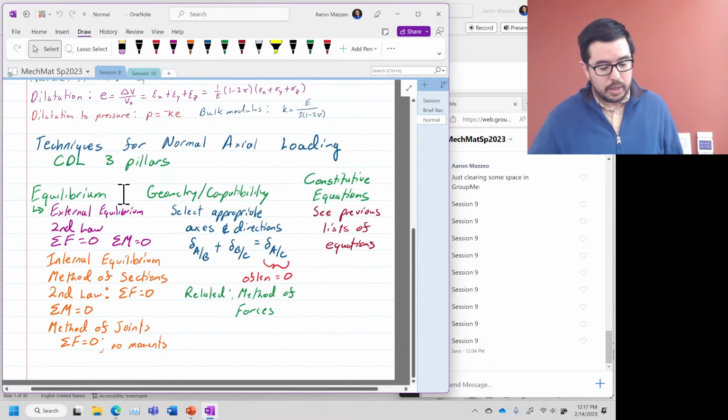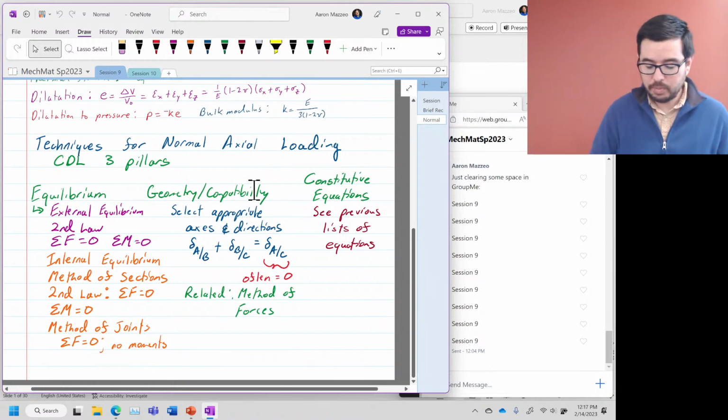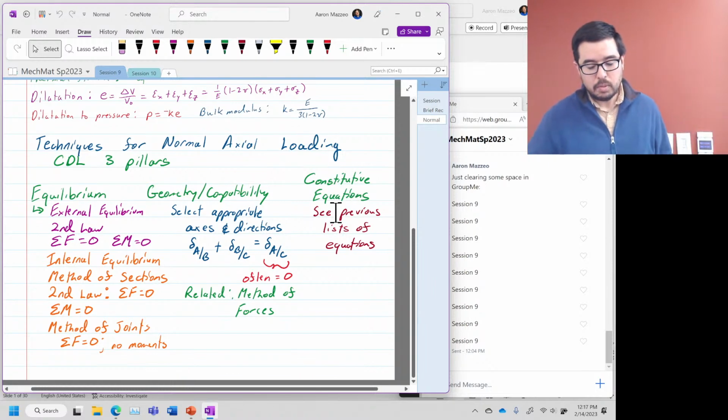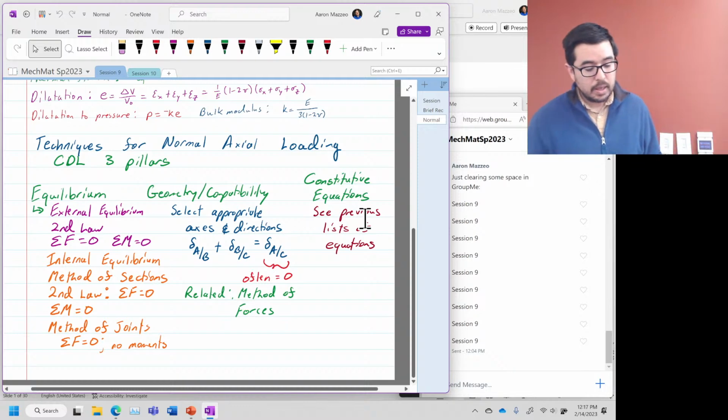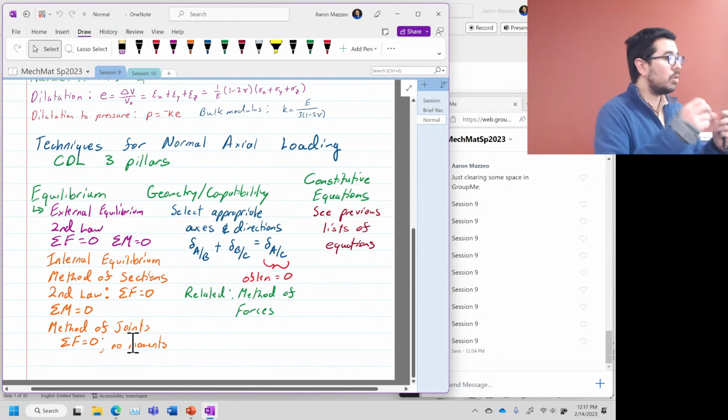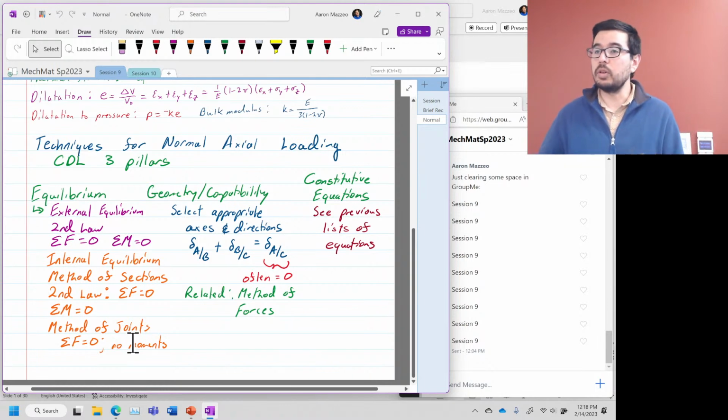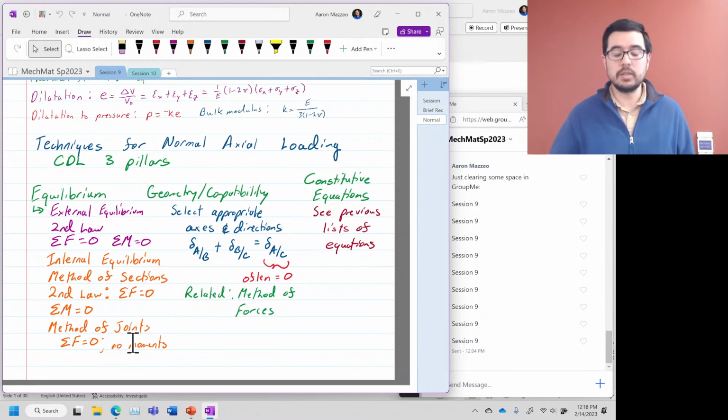Techniques for normal loading. We have our three pillars. We have equilibrium, geometry or geometric compatibility, and we have constitutive equations. So what I just listed was pretty much relevant to the constitutive equations that we've been discussing. With equilibrium, first we want to do external equilibrium, and we use the second law. Then we move to internal equilibrium, and then we use the second law, or if it happens to be a truss, which does have normal loading in its two force members, then you could use method of joints, or you could use method of sections.